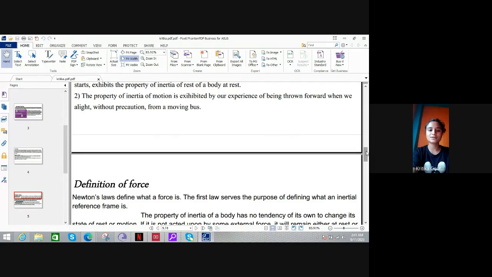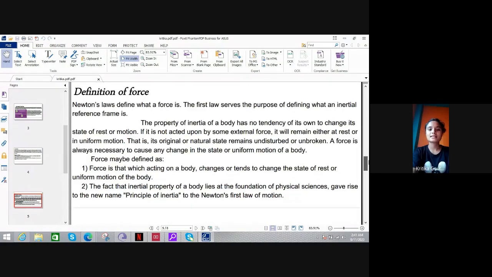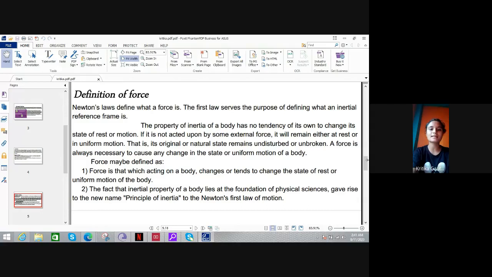Our definition of force: Newton's law defines what a force is. The first law serves the purpose of defining what an inertial reference frame is. The property of inertia of a body has no tendency of its own to change its state of rest or motion. If it is not acted upon by some external force, it will remain either at rest or in uniform motion. That is, its original or natural state remains undisturbed or unbroken. A force is always necessary to cause any change in the state or uniform motion of a body.